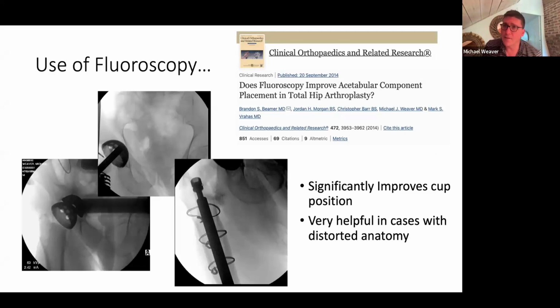But we fix almost every fracture with fluoroscopy now. And so I think using fluoroscopy for hip replacement is very reasonable. It definitely helps with cup position and femoral component position, as well as reduction for a lot of these complicated things.